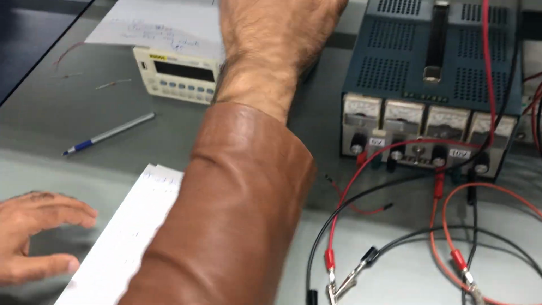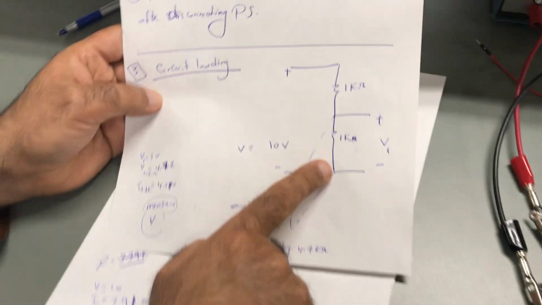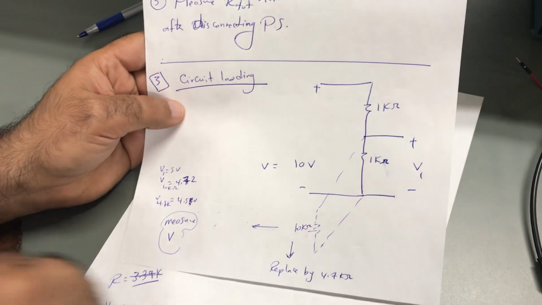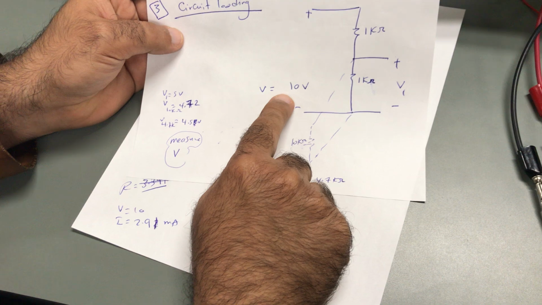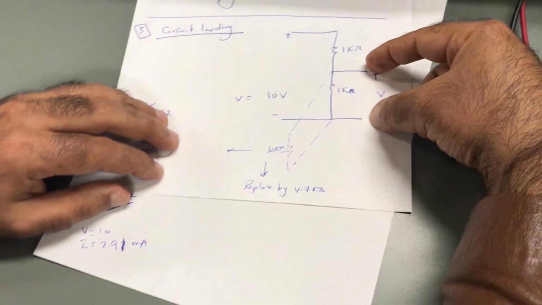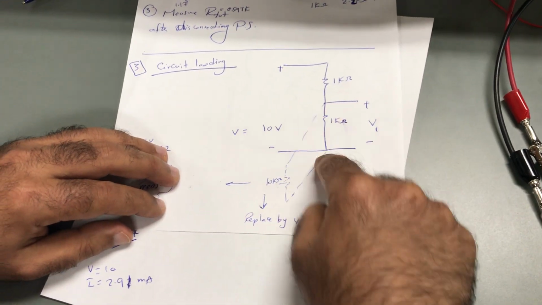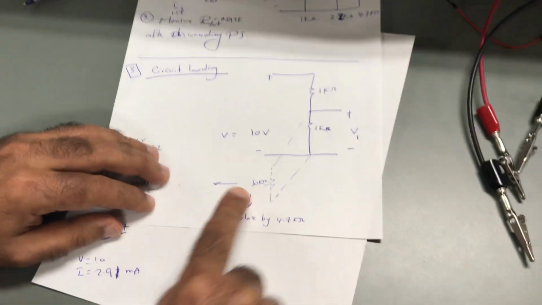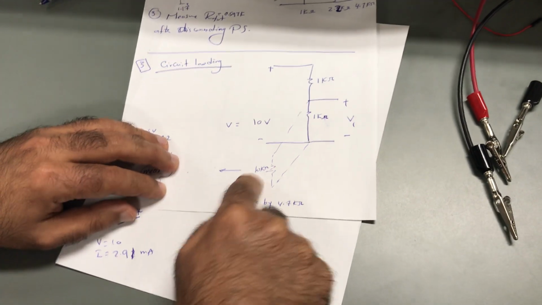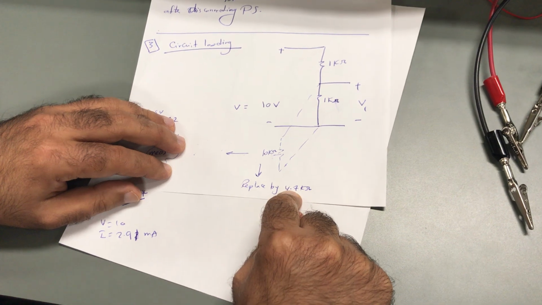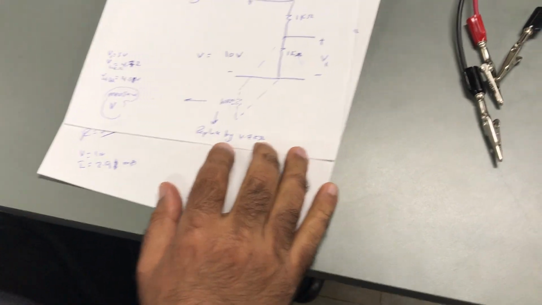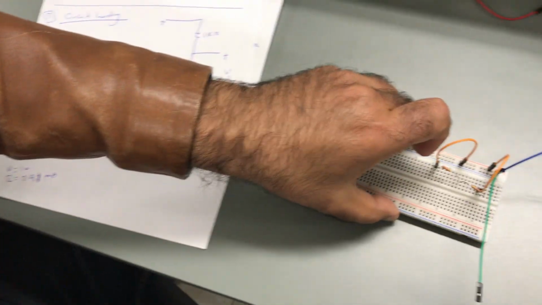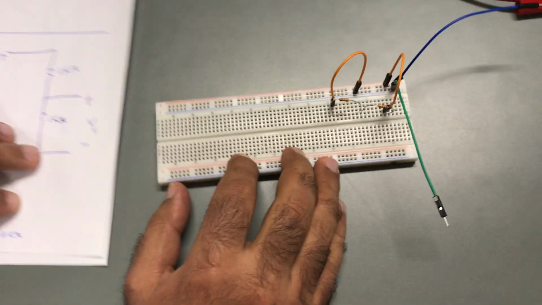The last experiment is I'm going to connect 2 different resistors in series, and this is for circuit loading. And then I will connect a power supply which is 10 volts. Then I will measure V1. Then I will connect in parallel to 1 kilo ohm a 10 kilo ohm and measure V1 again. Then I will disconnect the 10 kilo ohm and connect 4.7 kilo ohm and measure V1 again. As you are changing the value of the resistor, the loading condition will be changed, the current will be changed.